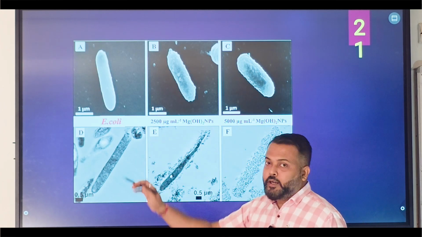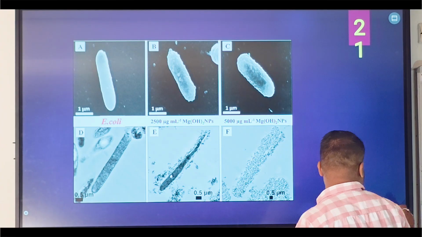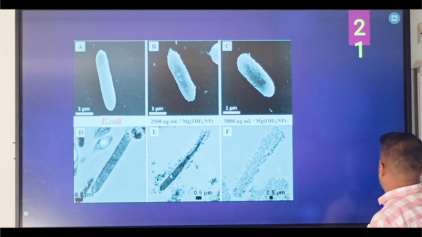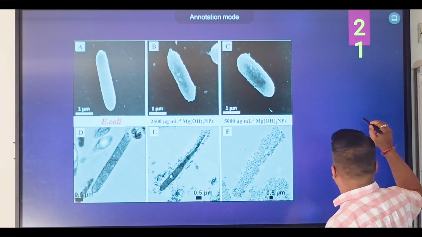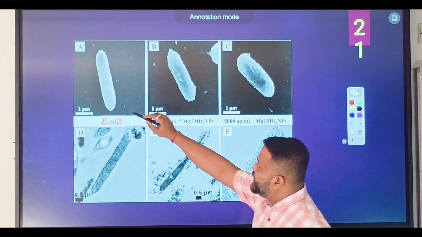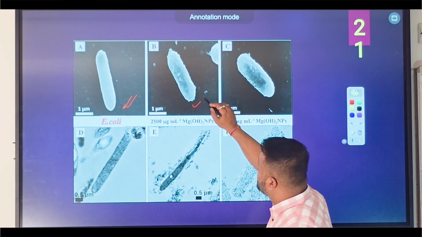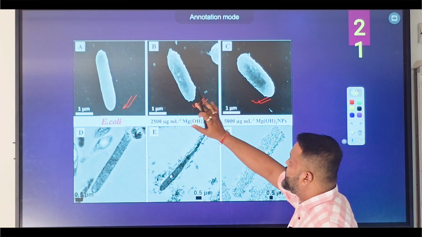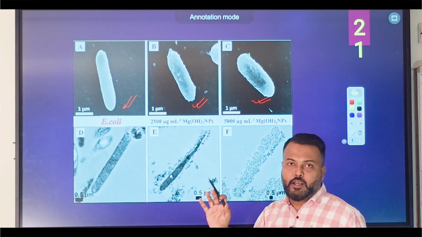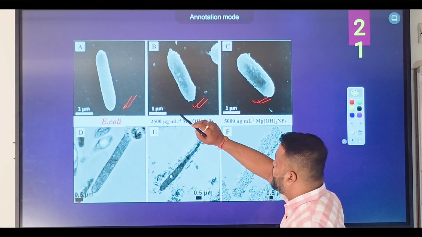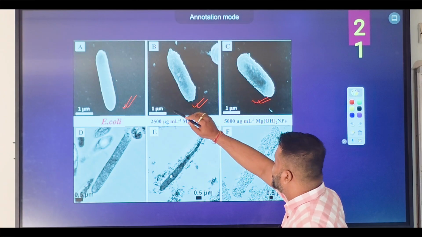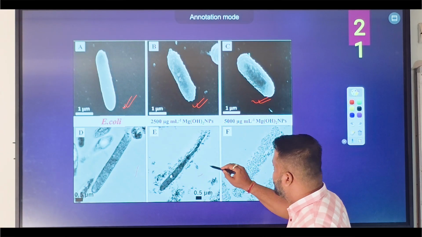See here, there are different kinds of images. Let us start with the first three. Here you can see this is an image, this is also an image, and this is also an image. These are three different images of bacterial cells. Now, what can you differentiate between these three images and these three images?